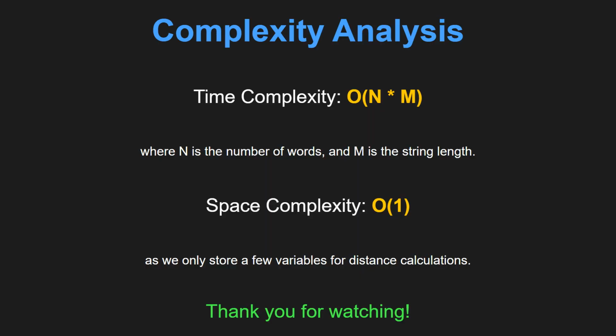For the complexity, the time complexity is O(n * m), where n is the number of words and m is the maximum string length, because we do string comparisons. The space complexity is O(1) since we only use a few variables.